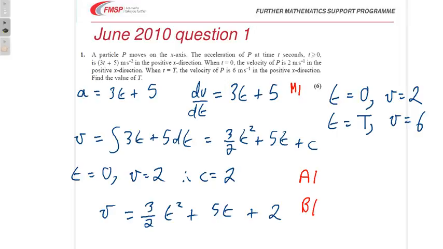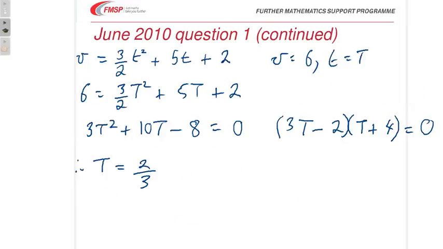And then finishing it off, putting 6 in for v, there was a method mark. Then attempting to solve the quadratic, there was a method mark and an accuracy mark for the answer. So that makes up the 6 marks for that question.